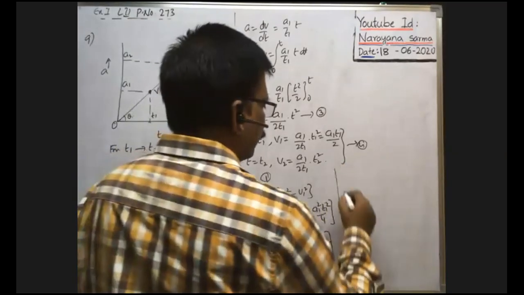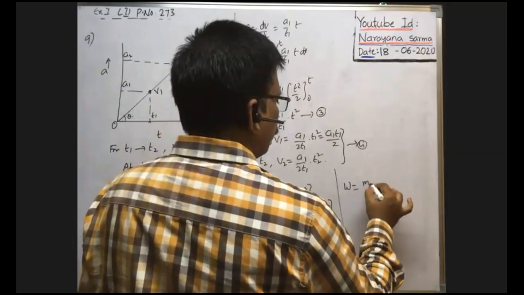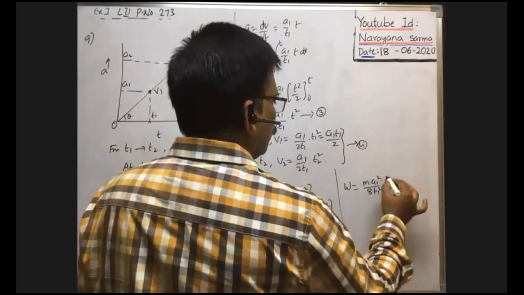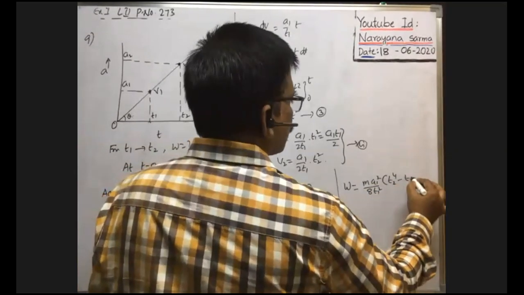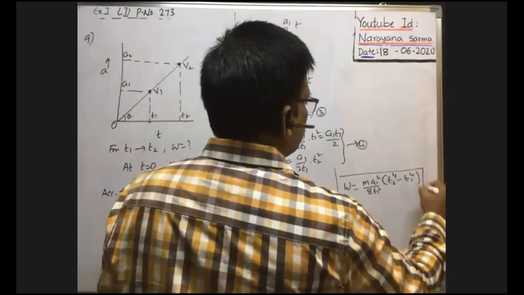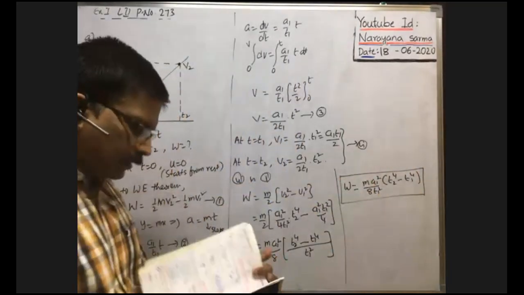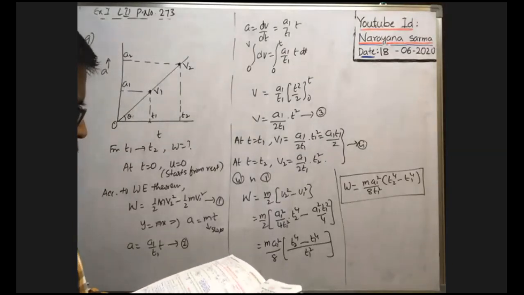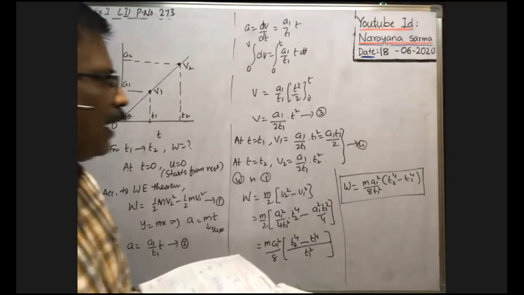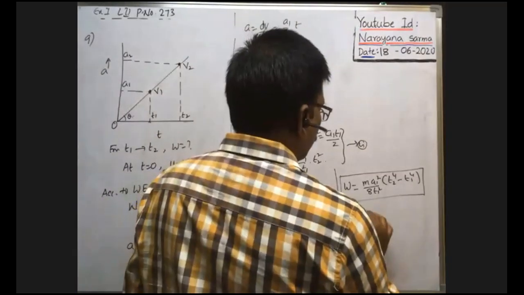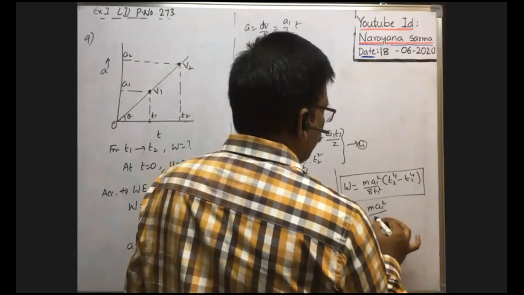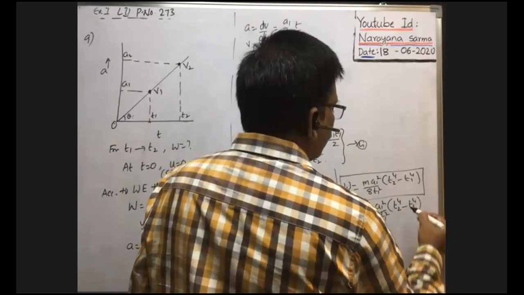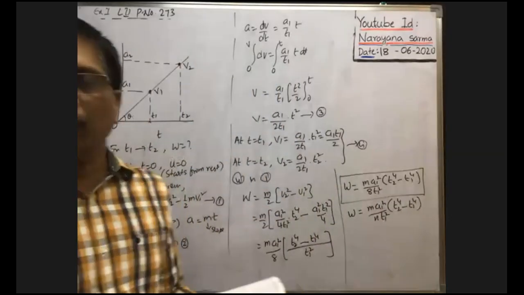Therefore, work done W is equal to m a1 square by 8 t1 square into t2 to the power of 4 minus t1 to the power of 4. This is the work done, I think. The answer is given like this: work done is equal to m a1 square by n t1 square into t2 to the power of 4 minus t1 to the power of 4. Then what is the n value they asked?